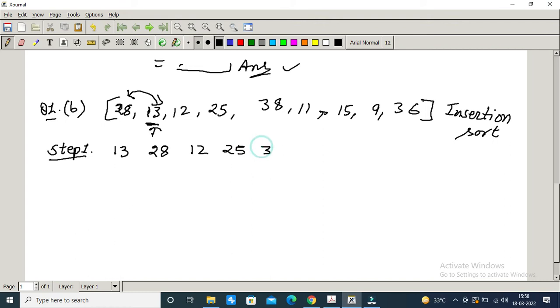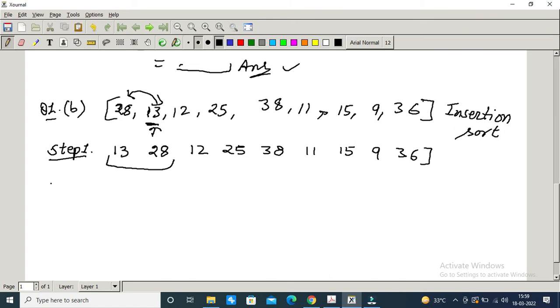12, 25, 38, 11, 15, 9 and 36. Okay, and in the next step, because now these two are sorted, right?